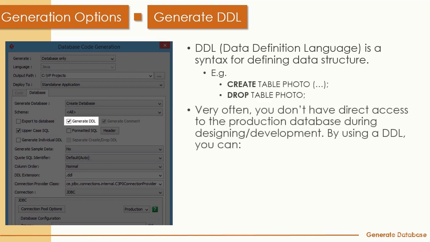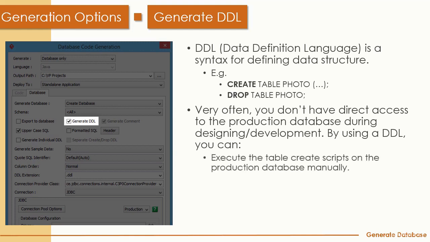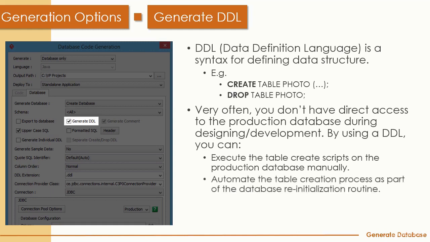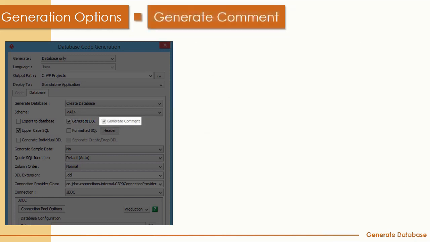Very often, you don't have direct access to the production database. Of course, it is running day-to-day business. In this case, you had better generate a DDL and then execute the table creation script while the software is installed, or you automate the table creation process as part of the features, something like that. And in the next lecture, we'll talk about how to patch the database, which is even more interesting, about automating the execution.